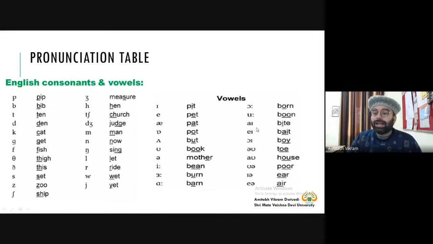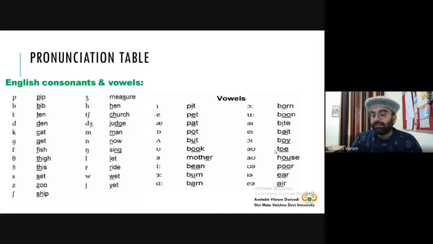So when I say bite, then you can hear a and you can also hear e. So how will you pronounce this? I, bite, like I, the letter I. Similarly, this is the pronunciation of the letter I. And here you have bite. Here it is bait. Here it is boy. Here it is toe, toe. So you can say toe, and very hurriedly when you say it, then it is toe.